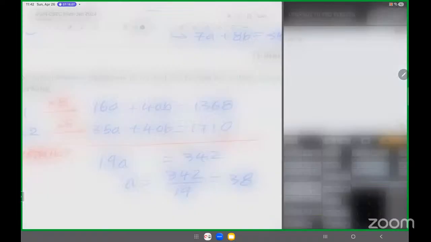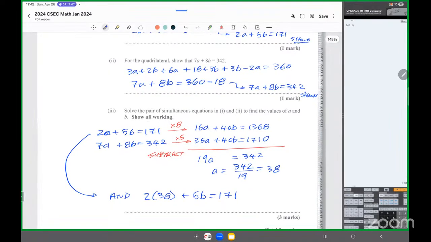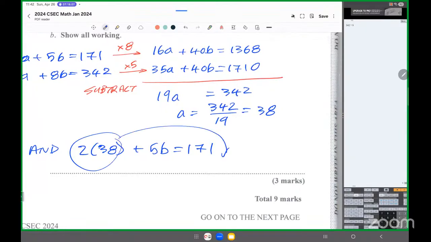Now that you know the A equals 38, you're going to substitute the A back into one of these two equations in order to find the B. Let's substitute it in this one. So it becomes 2 times 38 plus 5B equal to 171. Don't have a lot of space to work, but that's how it is. So we're going to subtract this over here and then divide by the 5. We take this 2 times 38, subtract it, and then divide by the 5, so we can get one expression for the B.